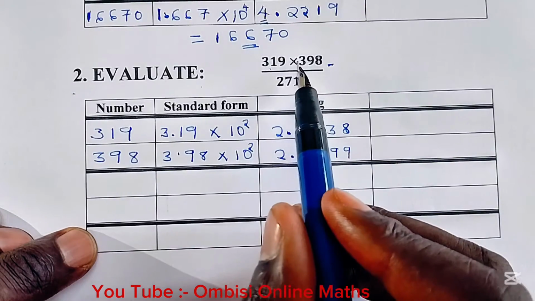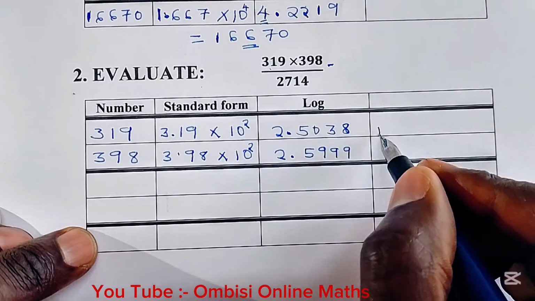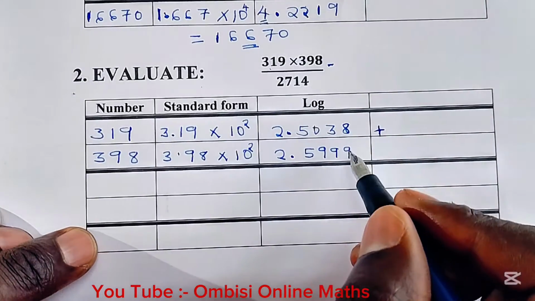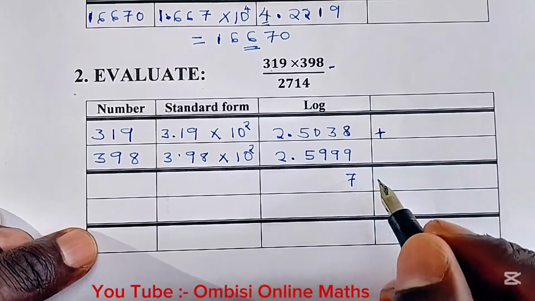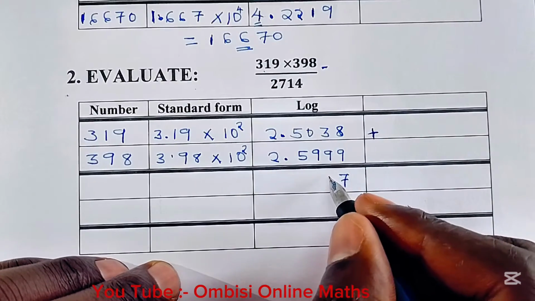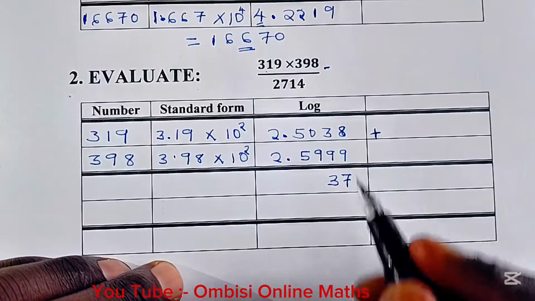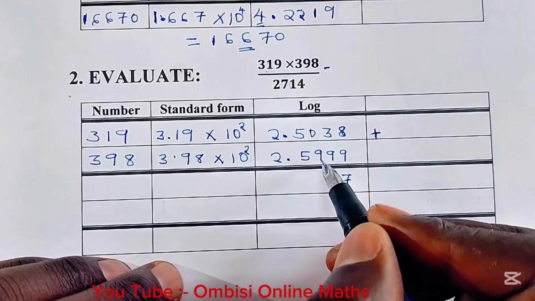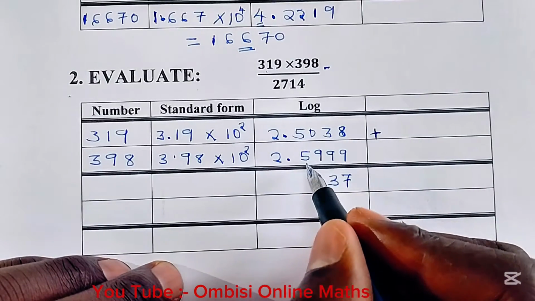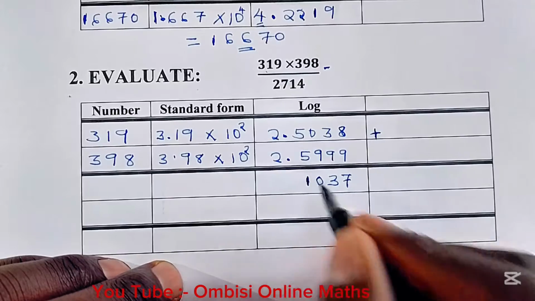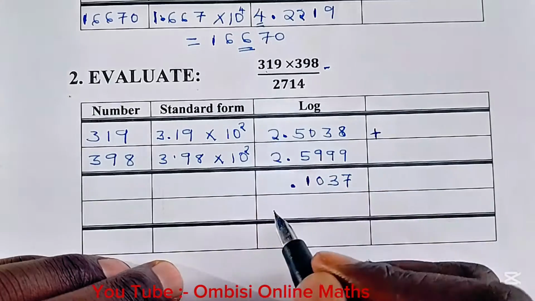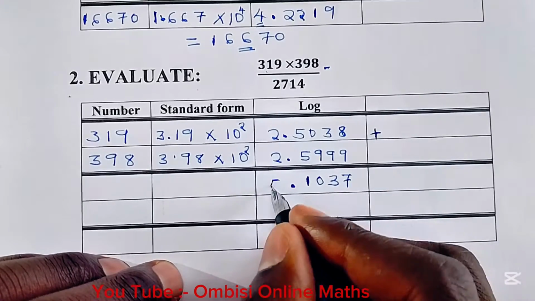Now the numerator is being multiplied, so we are going to add these two. When you add these two, 8 plus 9 gives us 17, 7, you carry 1. 4 plus 9 gives us 13, 3, carry 1. 1 plus 9 is 10, put 0, carry 1. 10 plus 1 gives us 11, 11, decimal point, carry 1. Carry 1 plus 2 is 3, plus 2 is 5.